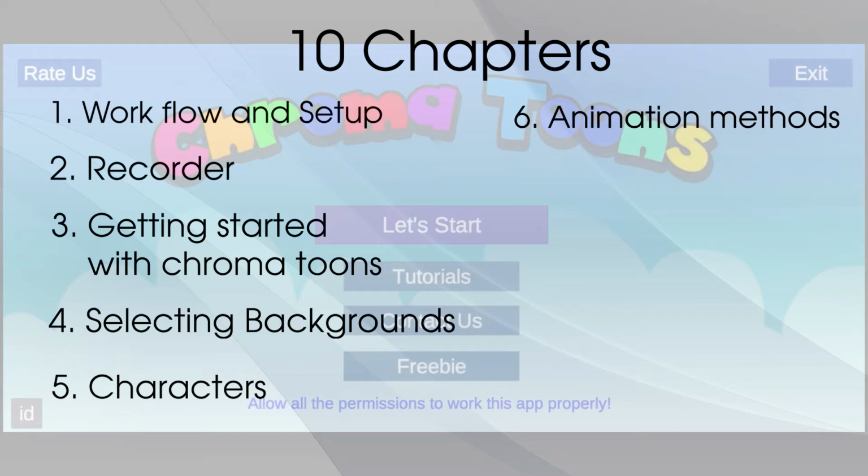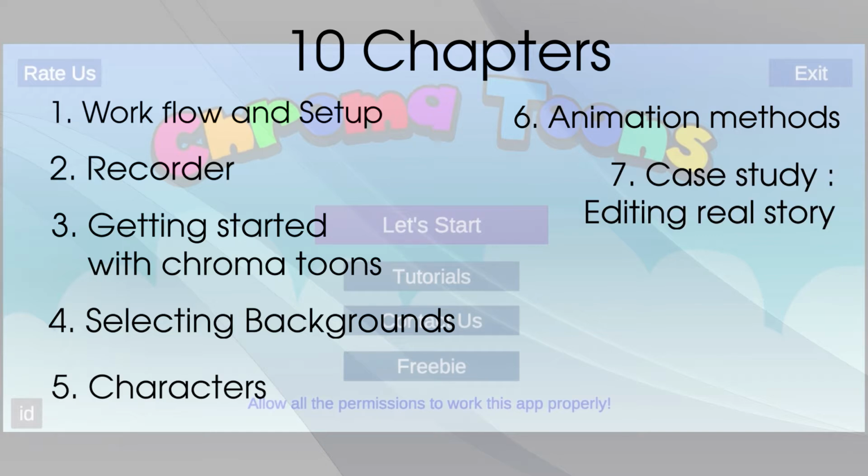Sixth chapter is about animation and its methods. Basically how you will do the real work using the resources available in the Chroma Toon app and different methods that you can implement. Seventh chapter. After going through each and every step, we'll be going through story animation, the prince and his anger, and create some good animation.